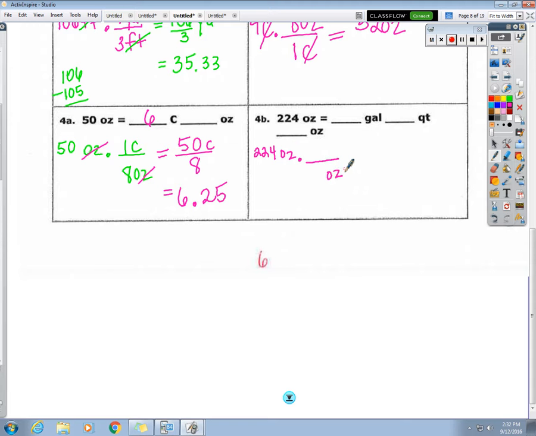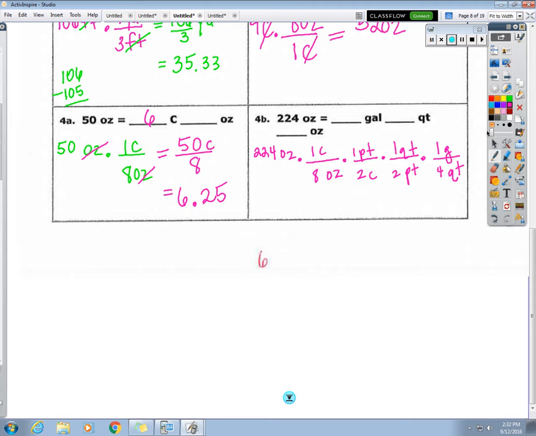What do we know about ounces? 8 ounces. Right, 8 ounces is 1 cup. So now we need to move to cups. What do we know about cups? 2 cups is 1 pint. Now we need to move to pints. What do you know about pints? 2 pints is 1 quart. And then we move to quarts. What do you know about quarts? 4 quarts in a gallon.